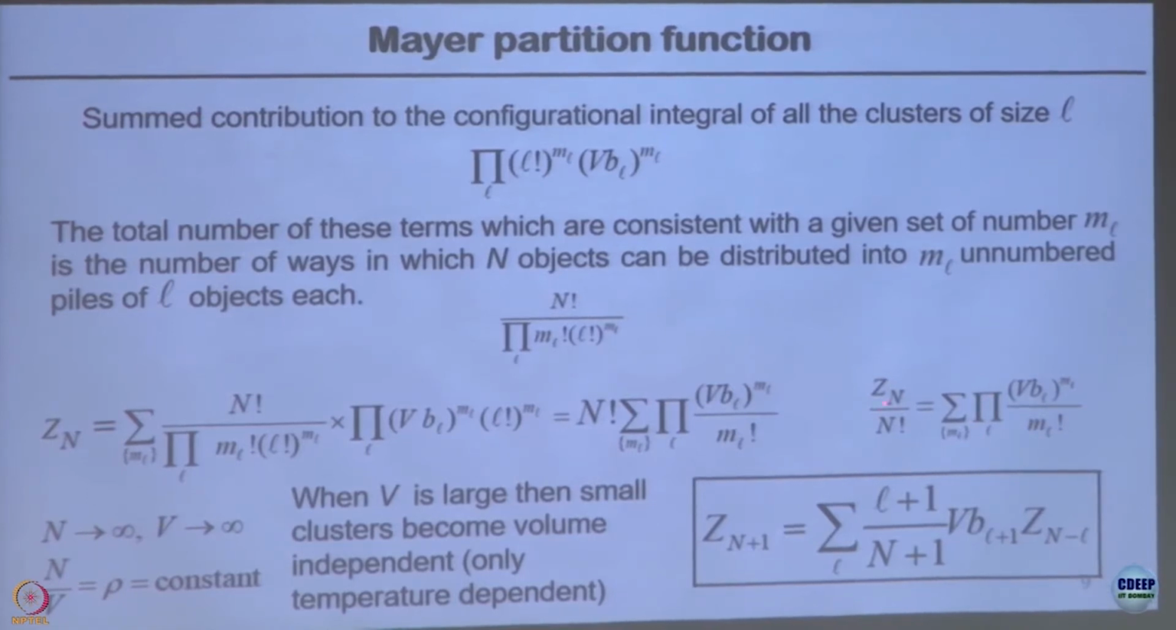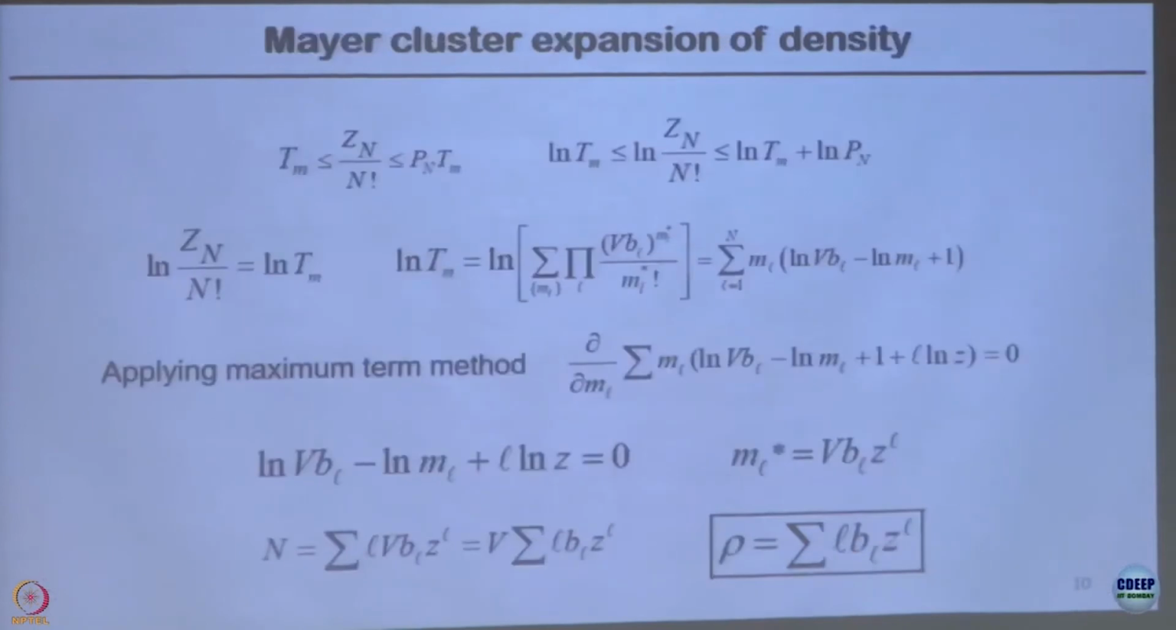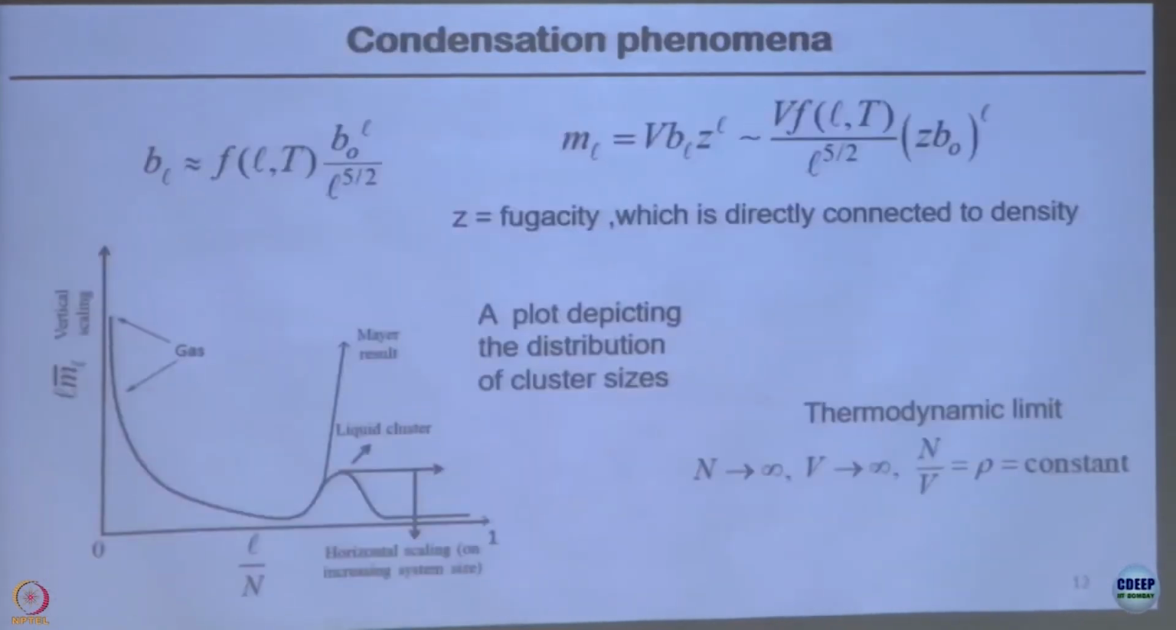If I have the partition function, then I calculate that weight. I am not going to go into the details of that, but then you can now say, okay, L·M_L is the number of particles in a cluster of size L. M_L is the number of clusters of size L, each of them has L particles. So, L·M_L is the number of particles in clusters of size L.